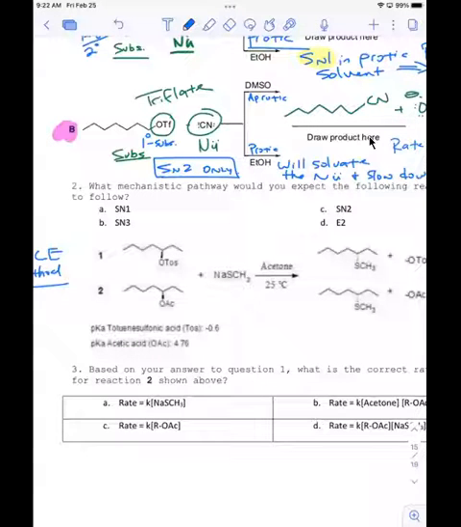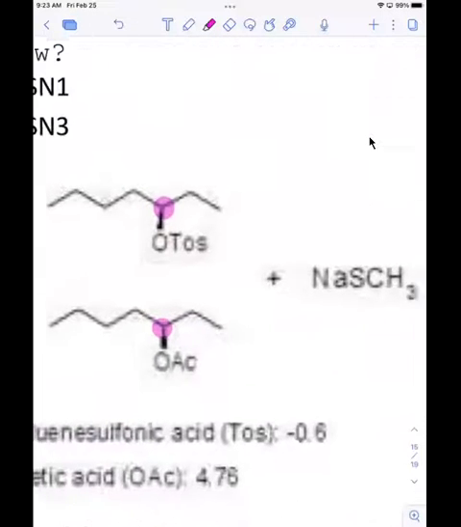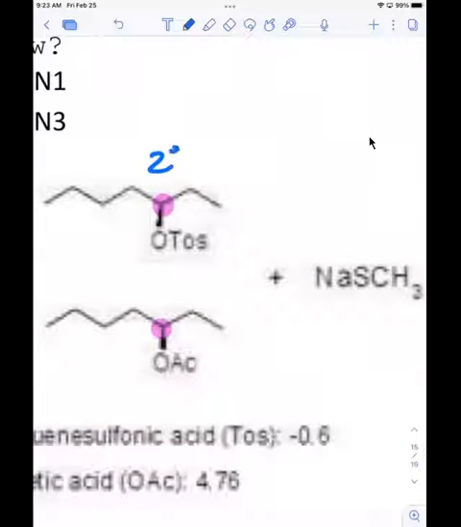So if we look at 1 and 2, what type of substrates are those? The answer to that question is wherever my leaving group is, right? I look at the environment of the leaving group. Is it secondary? Is it primary? Is it allylic? Is it tertiary? Both of these are the same. They just have different leaving groups. But what do you think? What type of substrate is that? Secondary. It's a secondary substrate. Good. So we know if it's secondary that it can do either SN2 or SN1.